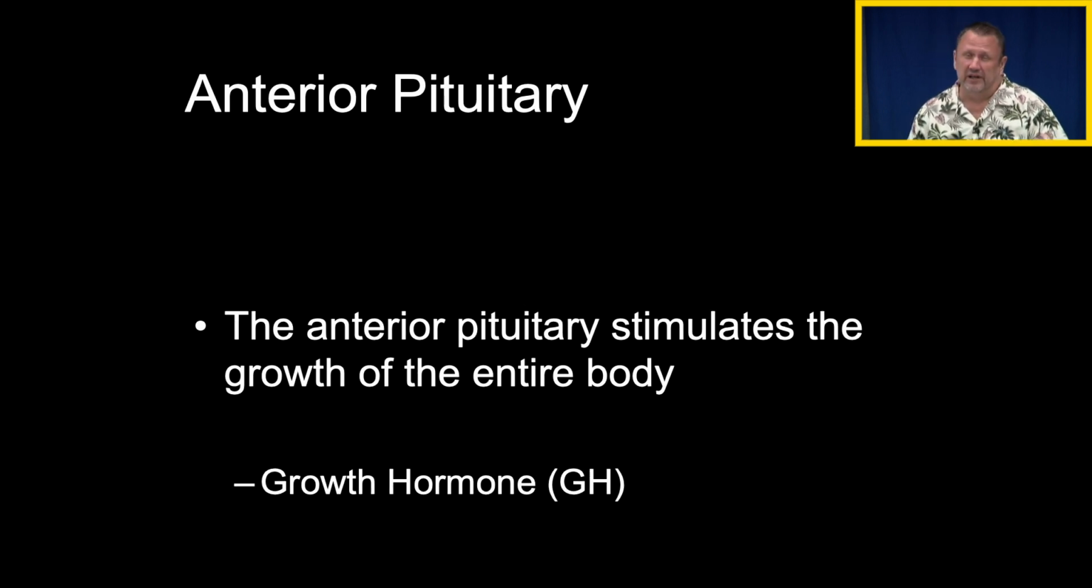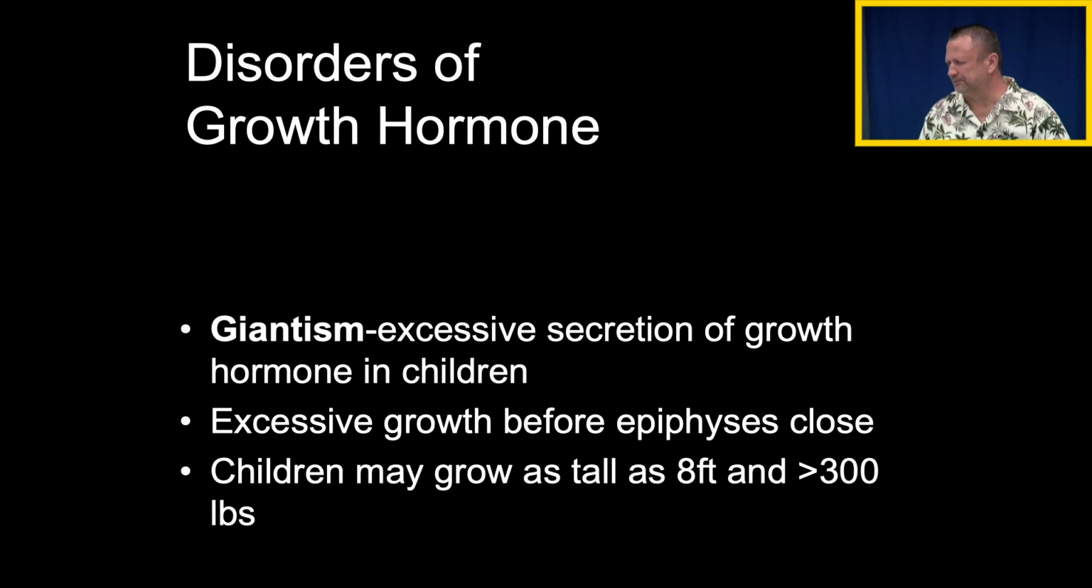All right, to start out, the anterior pituitary stimulates the growth of the entire body. It does this through something called growth hormone. To see what growth hormone does, we'll show you some examples of disorders of growth hormone. The first disorder of growth hormone we'll talk about is giantism. It's also called gigantism. I always referred to it as giantism, but I get plenty of emails telling me it's also referred to as gigantism, especially in Europe.